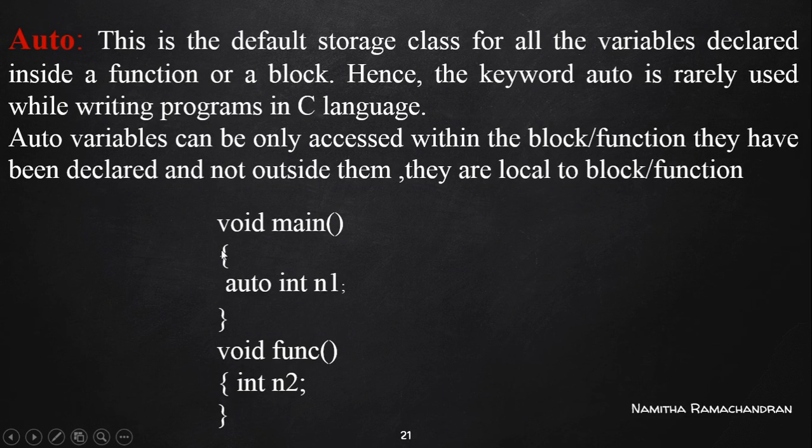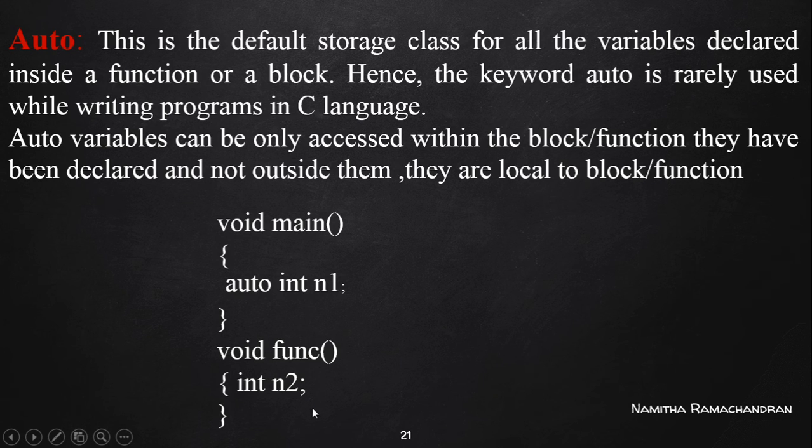Now we can consider each of the classes in detail. First, about auto. This auto type storage class is also known as local variables. This is the default storage class for all the variables declared inside a function or a block. Hence, the keyword auto is rarely used while writing programs in C language.